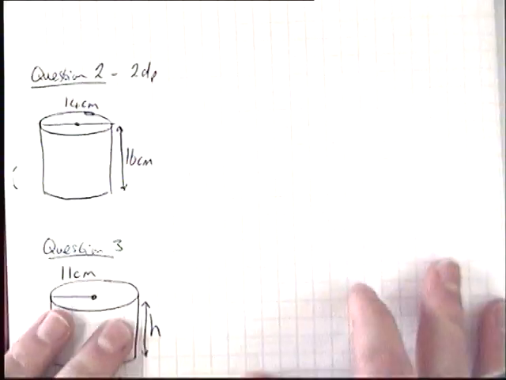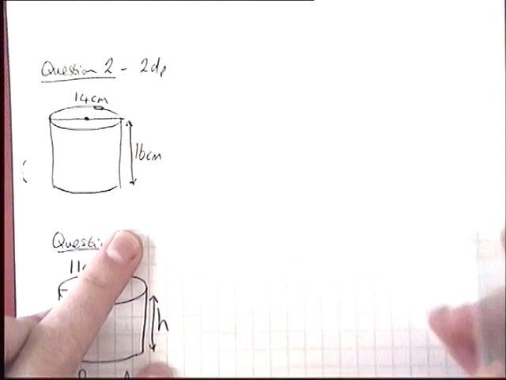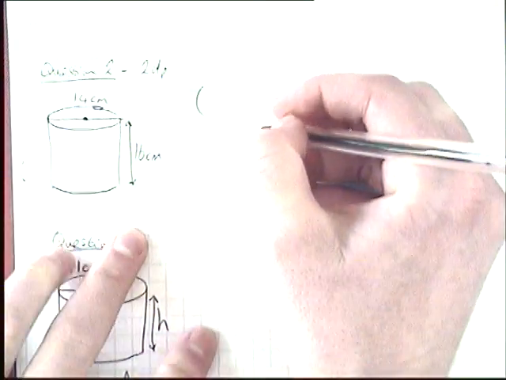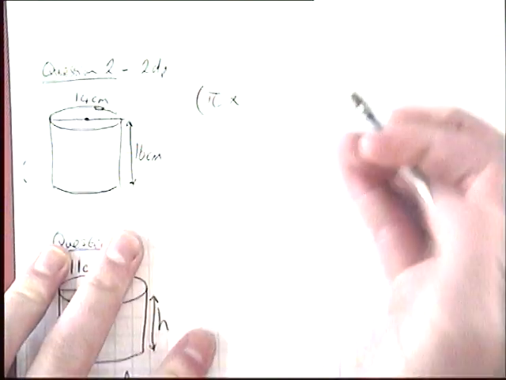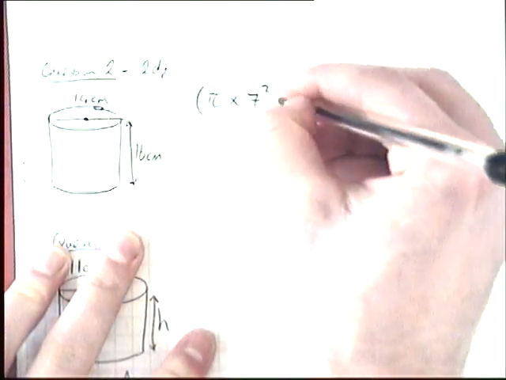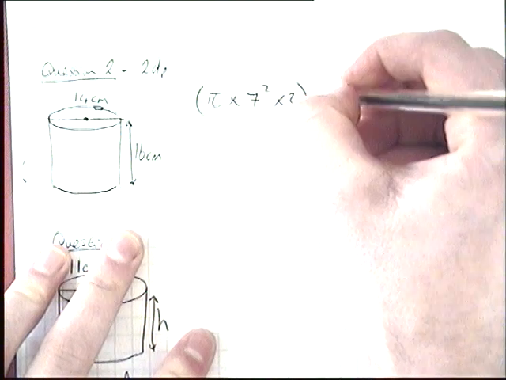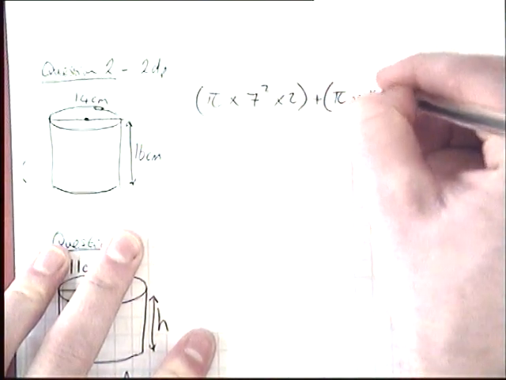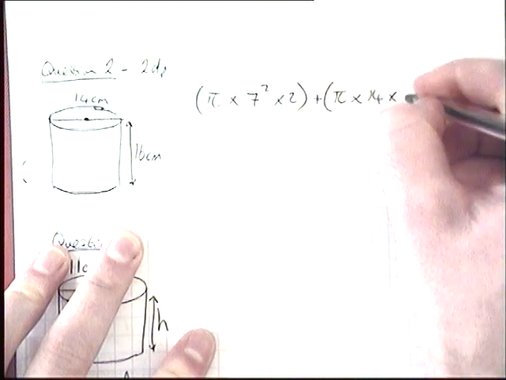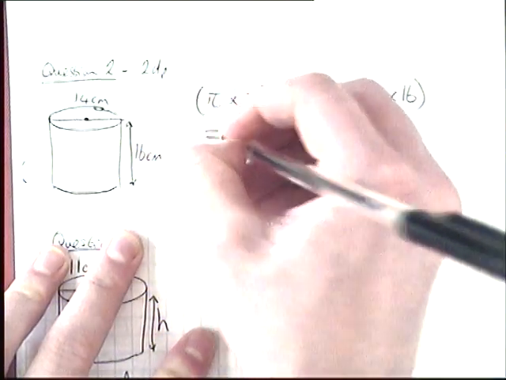Question 2, so you're asked to round your answer to 2 decimal places. Again, we're going to substitute in what we know. So we've got pi times the radius, which is half the diameter. So it's pi times 7 squared times 2, because of our circle on the top and the bottom. Then we've got pi times the diameter, which is 14, multiplied by the length, which is 16.